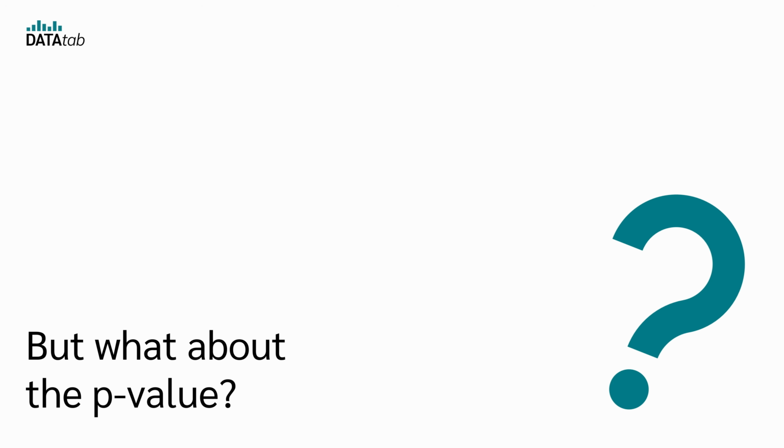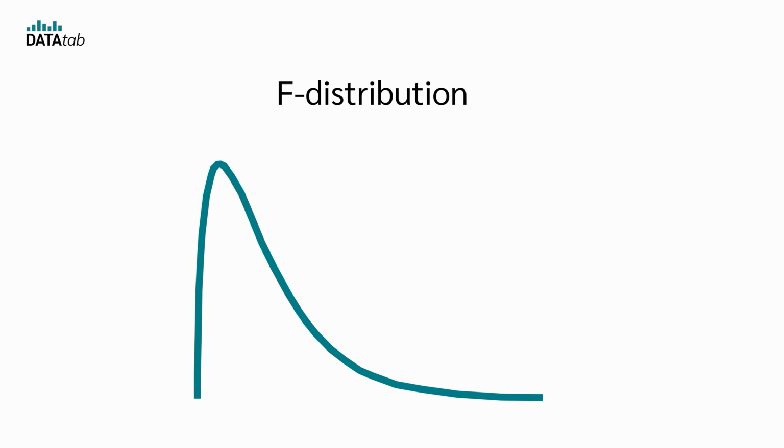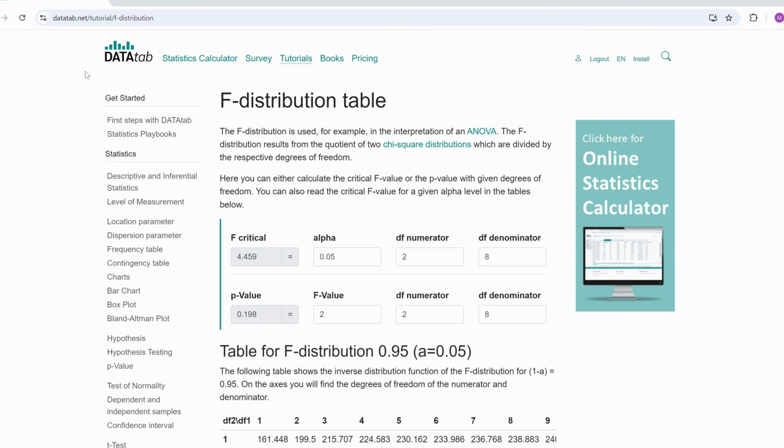But what about the p-value? We can calculate the p-value with an F distribution. To do this, we simply go to datatab.net. We need the degrees of freedom between the groups, in our case 2, the degrees of freedom within the groups, in our case 21, and we need the F value, which is calculated, i.e. 35.39. We get a p-value that is smaller than 0.01.